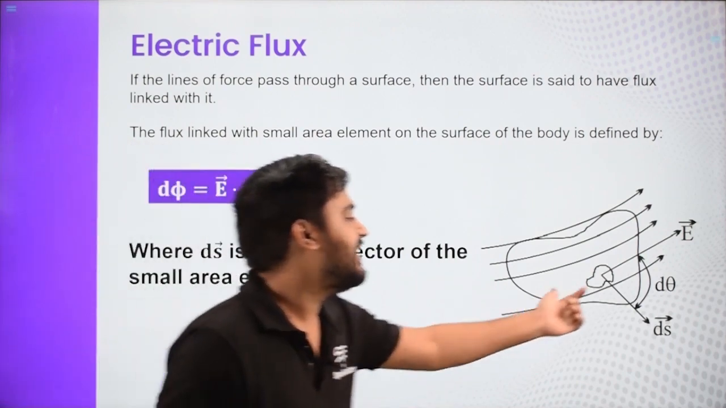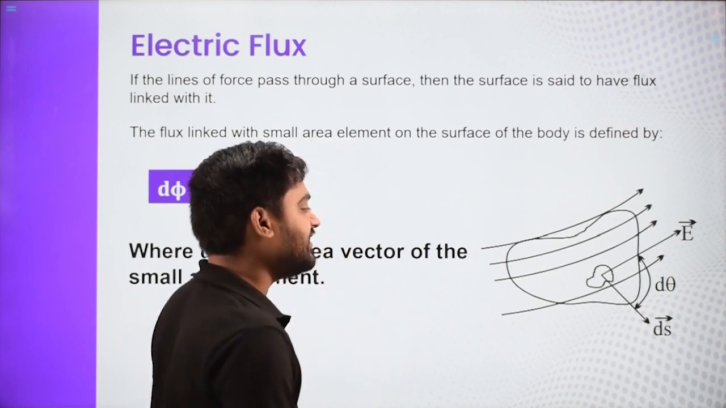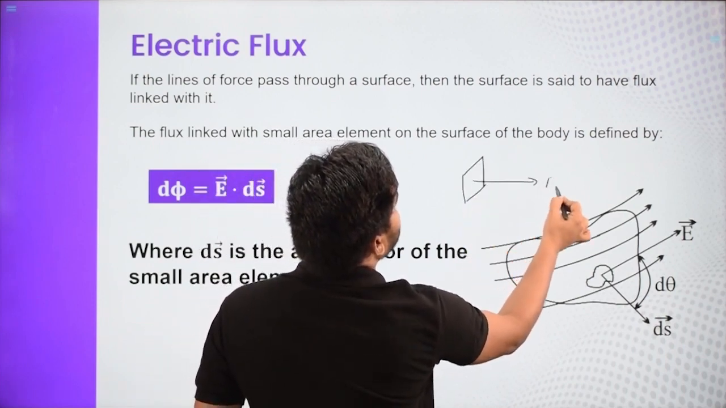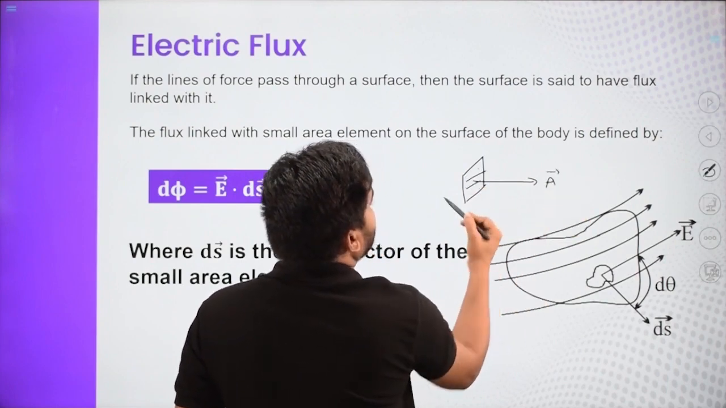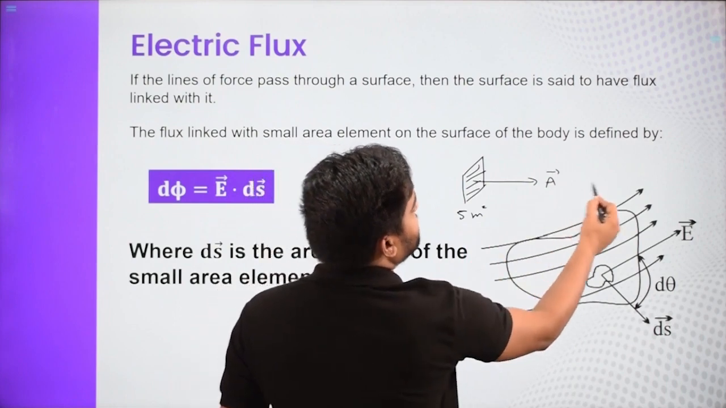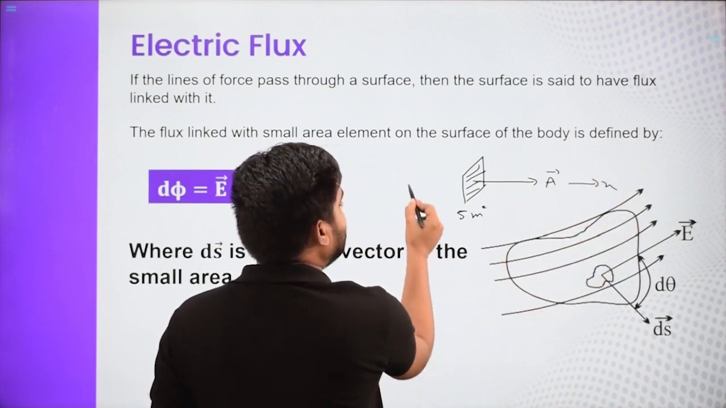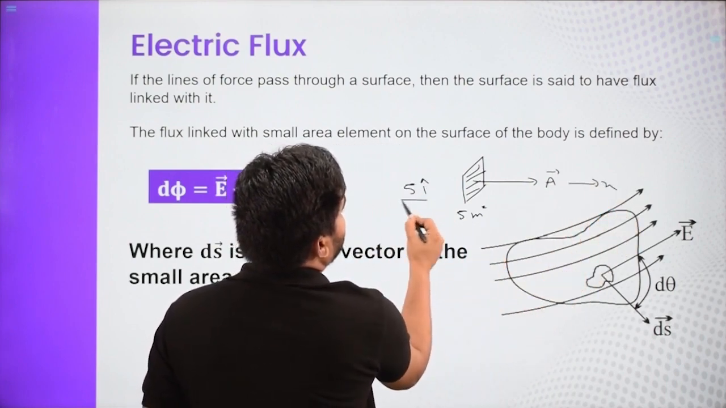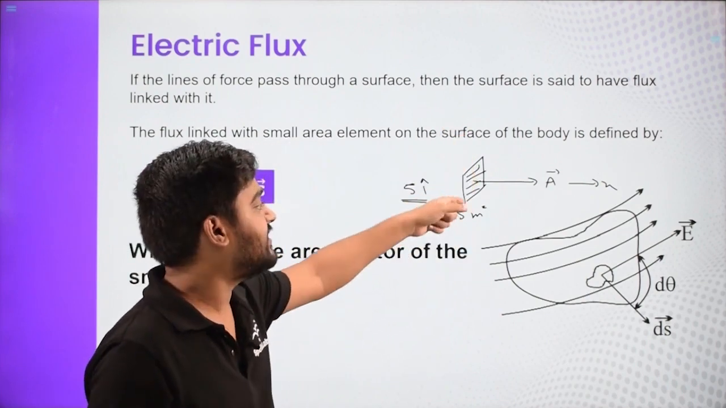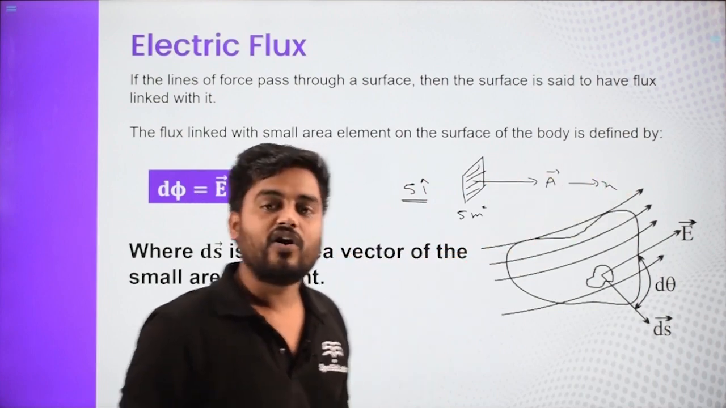So if this is the area, how is the area vector? Area vector is basically, if this is the area, then area vector itself is always perpendicular to the area. So suppose this is 5 meter square area and this is the direction and this is my x-axis. Then the area vector can be written as 5 I cap, because this area is lying in the yz plane. So direction is along x-axis.